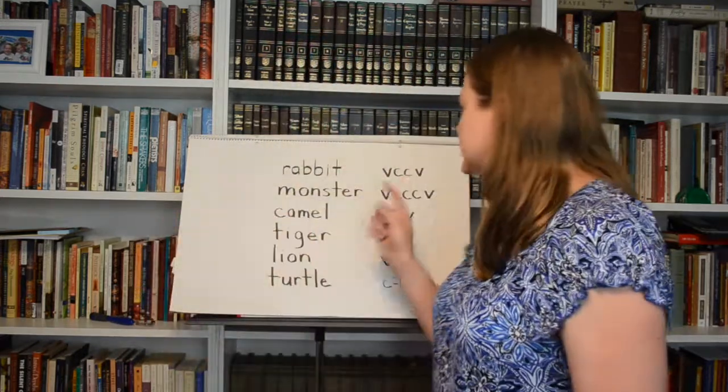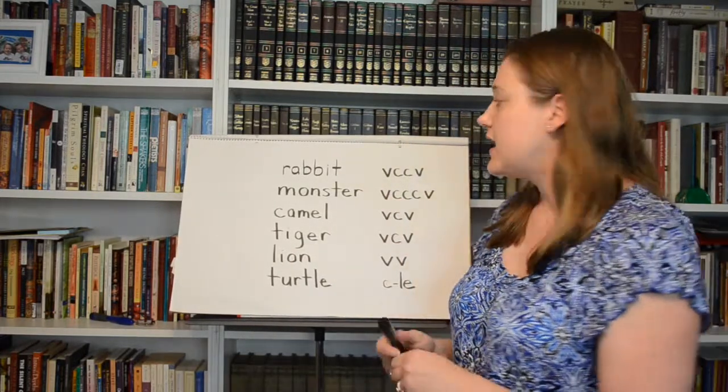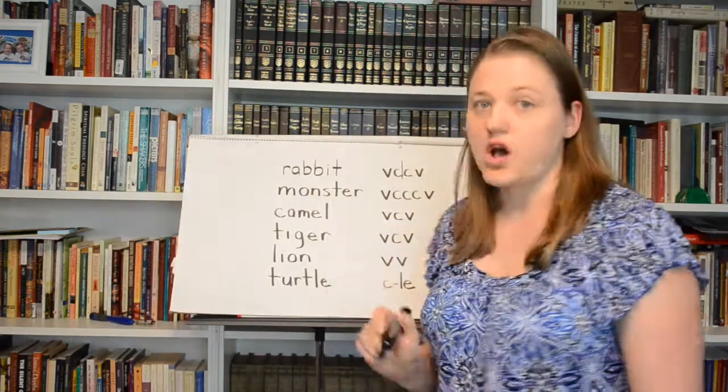Today we're going to talk about syllable division. There are 6 different types of syllable division. The first one is when we have a vowel, consonant, consonant, vowel word. What you're going to do is divide between the 2 consonants.